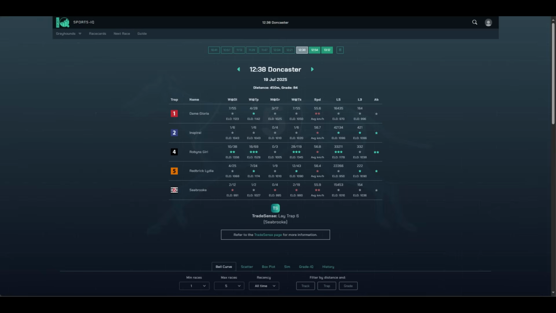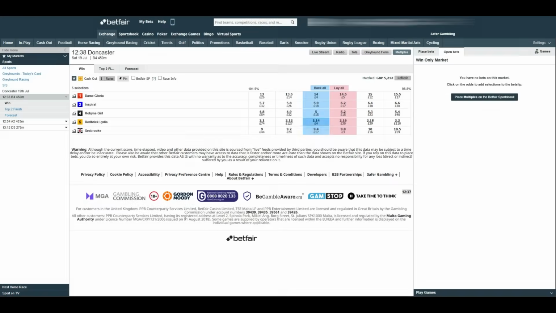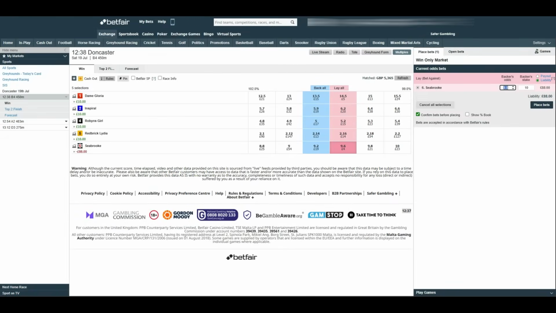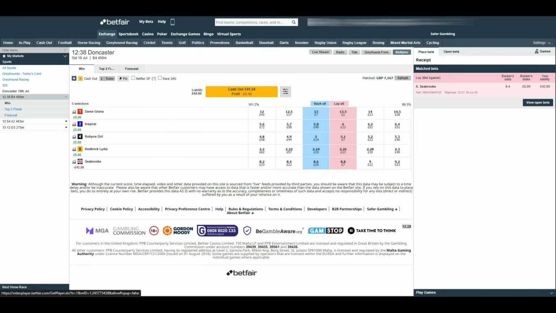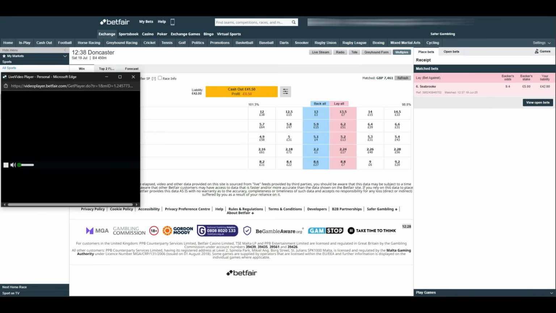It's got poor grade performance, no early pace, the simulation odds are far higher than the market suggests, and it's got poor consistency and finishing history. This is exactly the kind of dog TradeSense was built to identify. So for this race, I'll go ahead and place a lay bet on trap number 6. As you can see, I was matched at odds of 9.4 for a £5 stake, and this gave me a risk of £42. Now let's head over to the race.